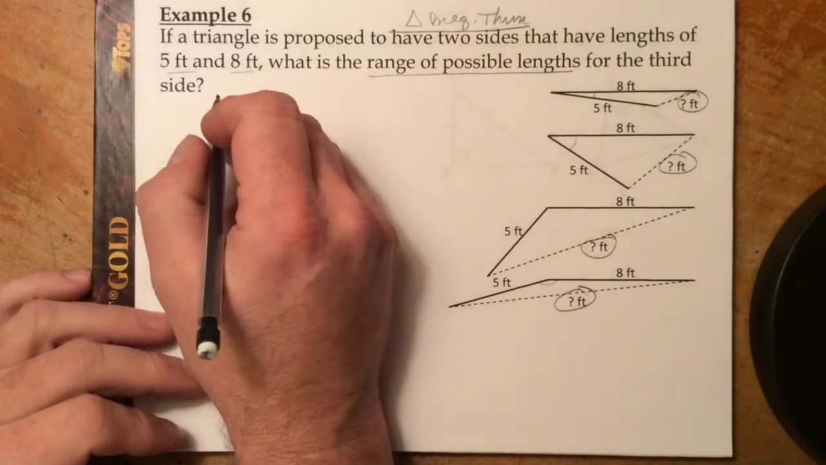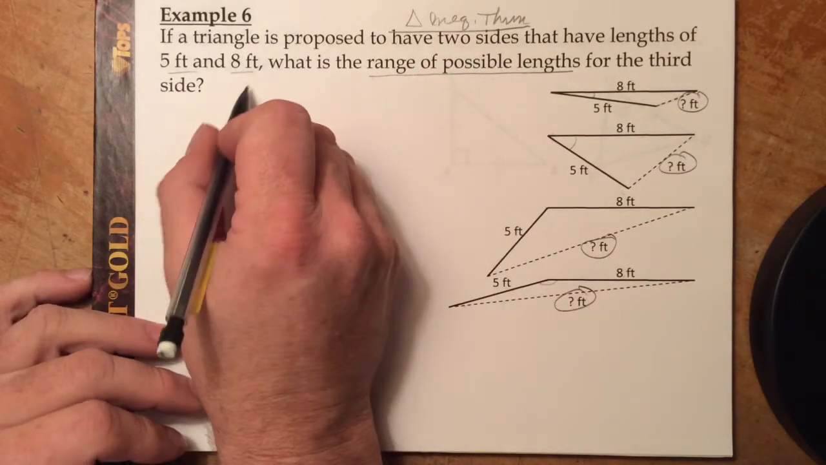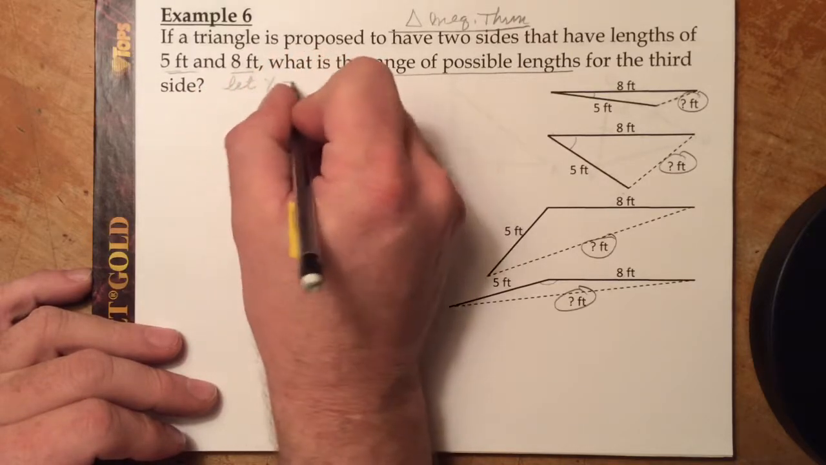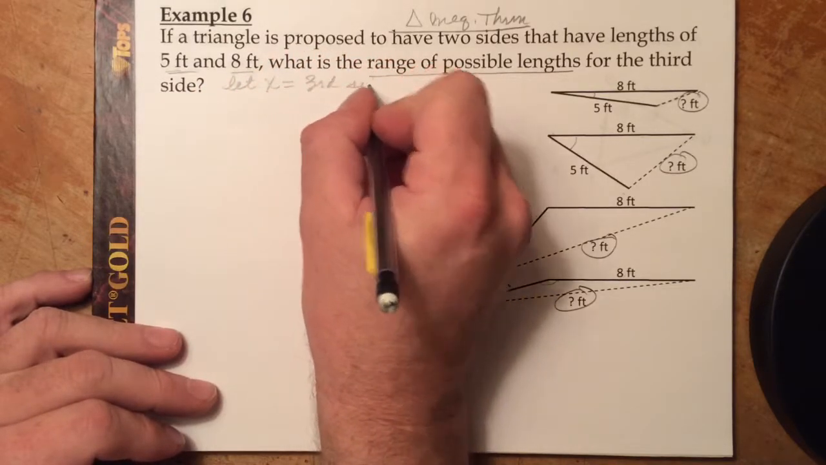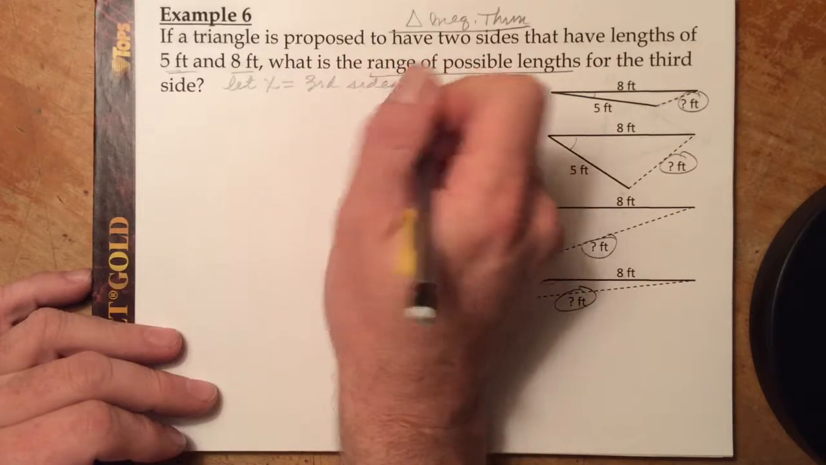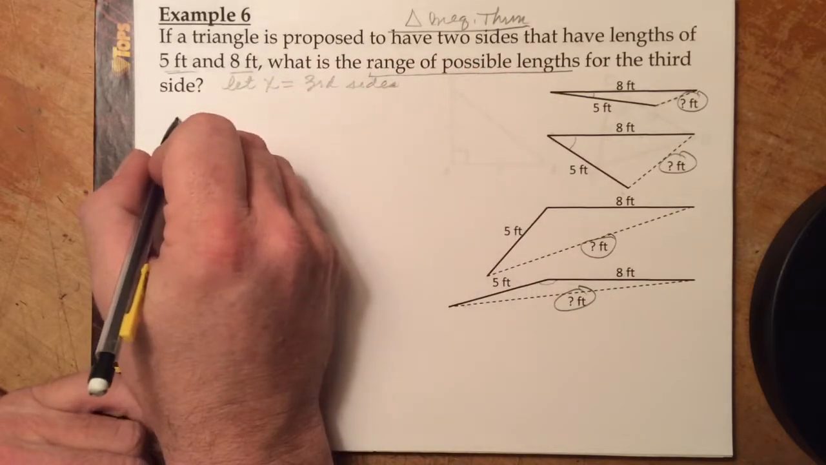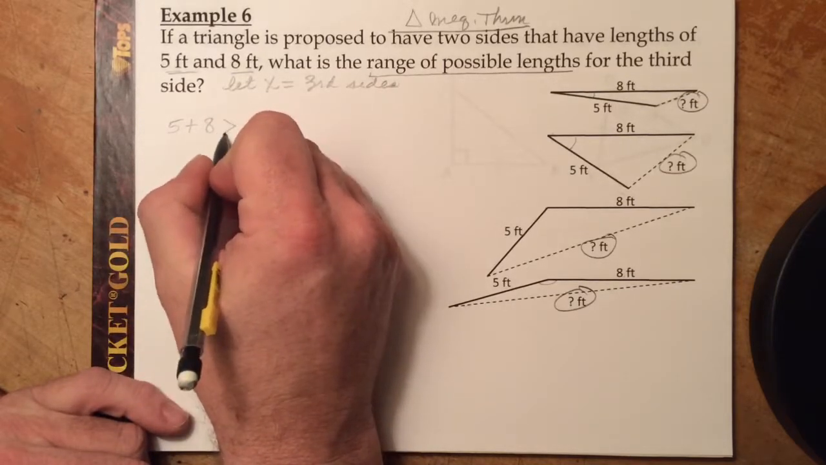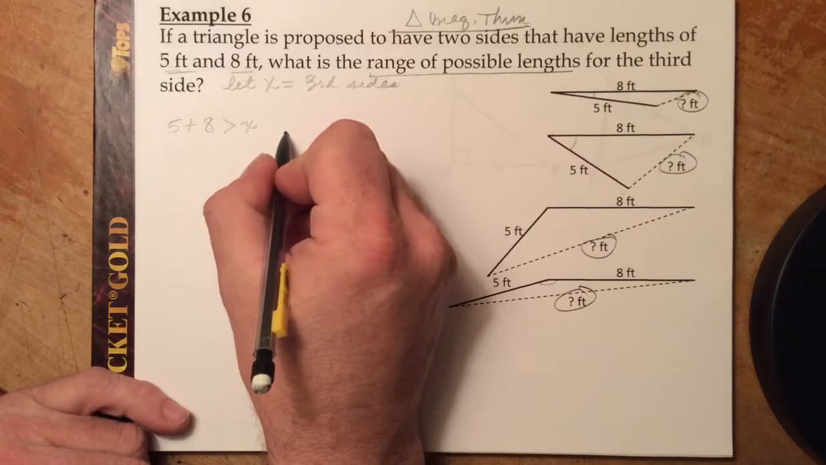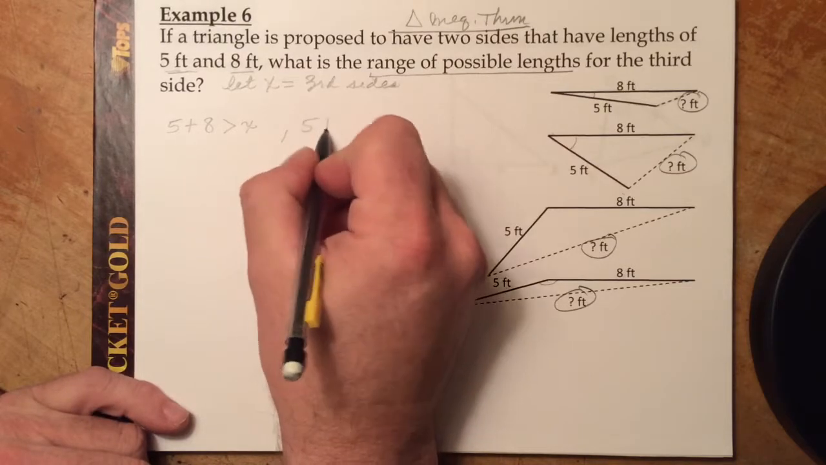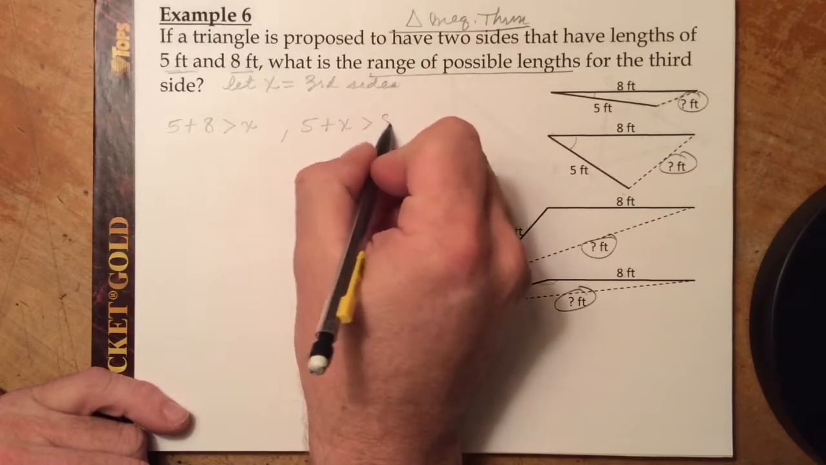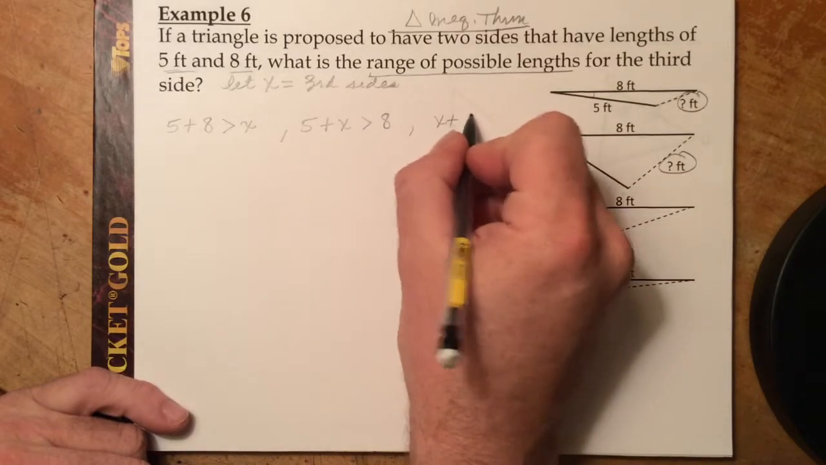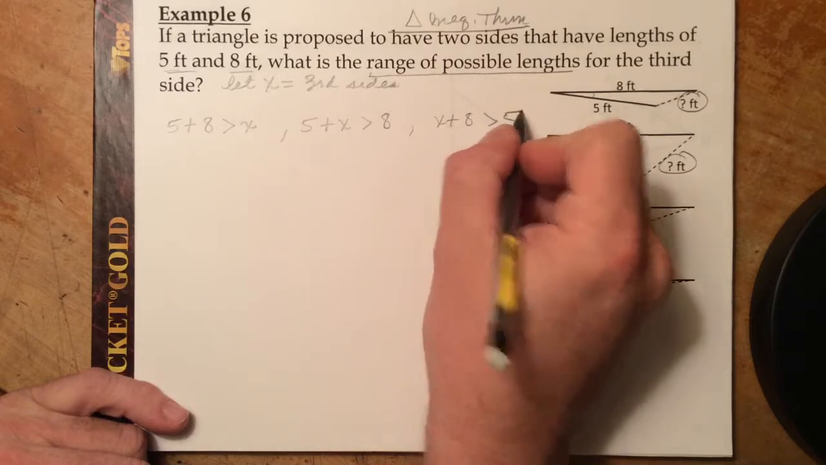By the triangle inequality theorem, we still do it the same way, except this time we're going to let x equal our third side. Since we only have two sides to deal with, x will be our third. Using the theorem, we'll start with 5 plus 8 should be greater than the third side x. Also, 5 plus x should be greater than 8. And finally, the third combination, x plus 8, should be greater than 5.